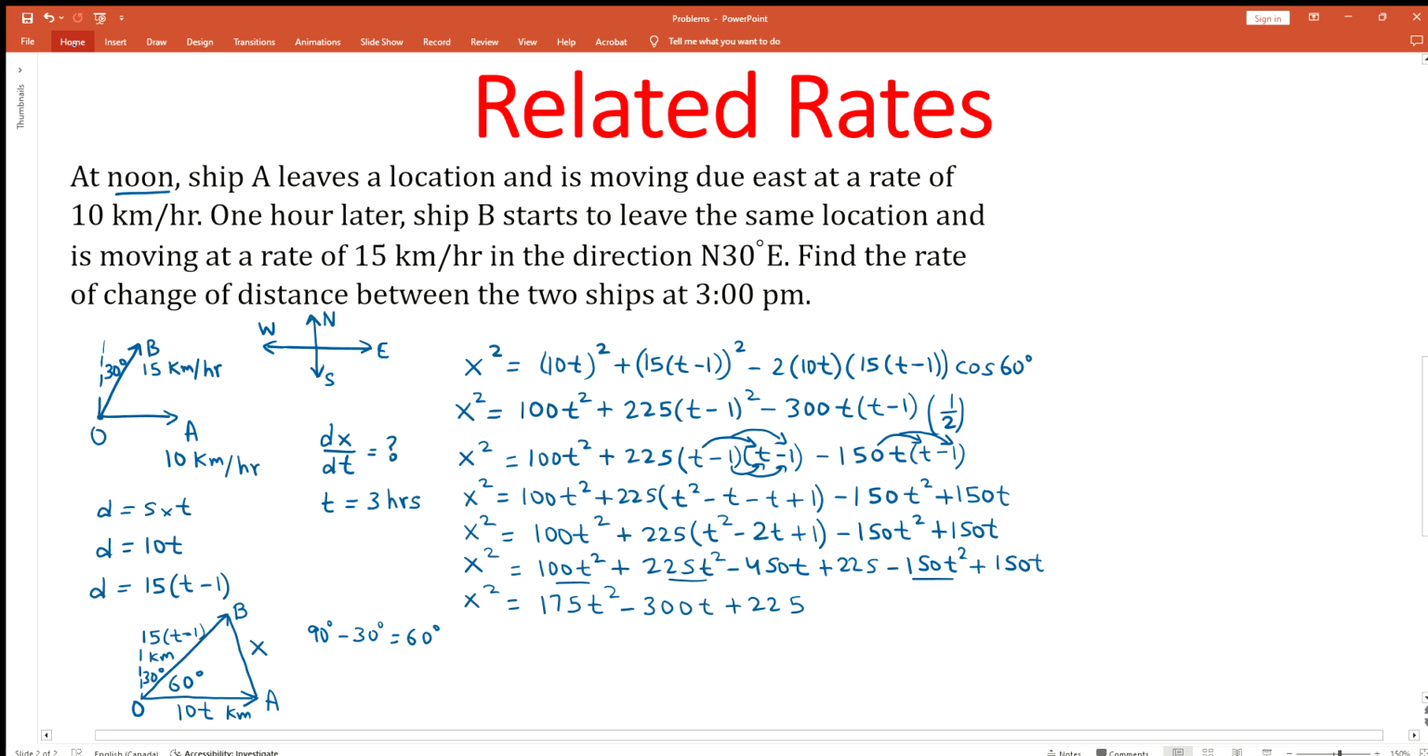Next, we can change x squared to x by applying square root to both sides. Since x represents side length, it should be positive. It cannot be a negative value. We have to find the derivative of this equation with respect to t to find dx over dt. Next, we should change the square root to rational exponent 1 over 2.